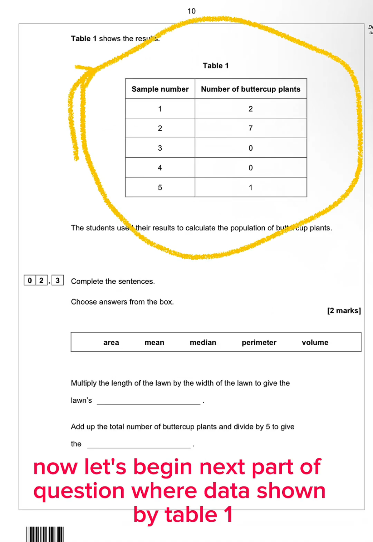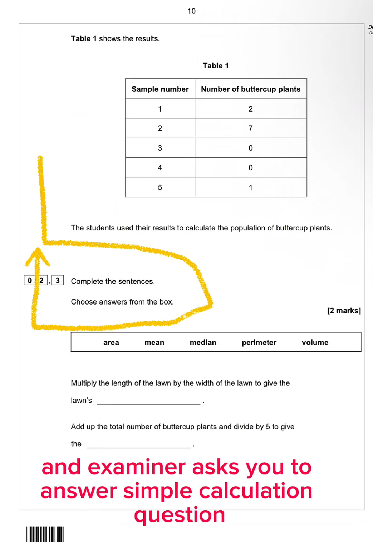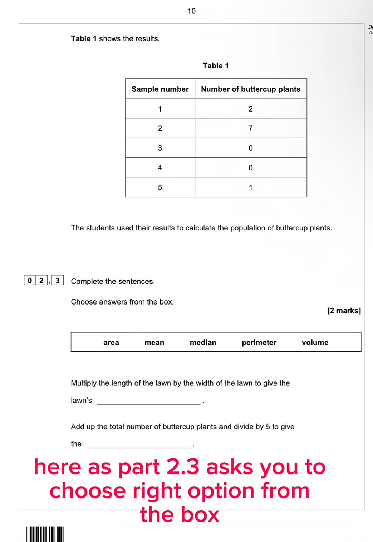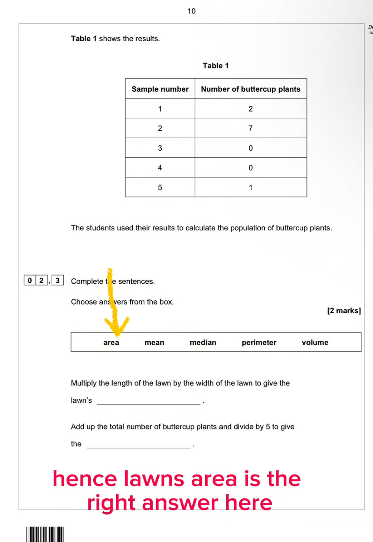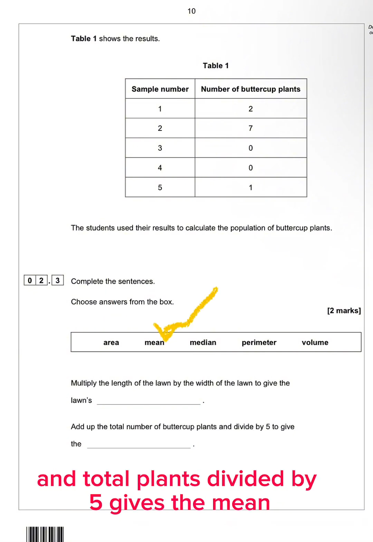Now let's begin the next part of the question where data is shown in table 1 and the examiner asks you to answer a simple calculation question. Part 2.3 asks you to choose the right option from the box, and the right answer is length multiplied by width gives the lawn's area, hence lawn's area is the right answer here, and total plants divided by 5 gives the mean.